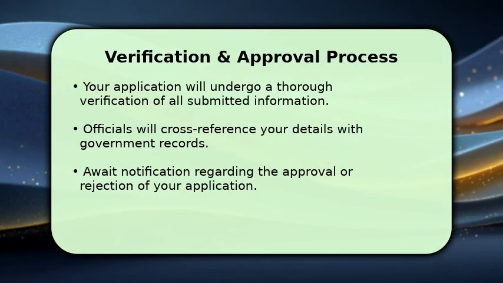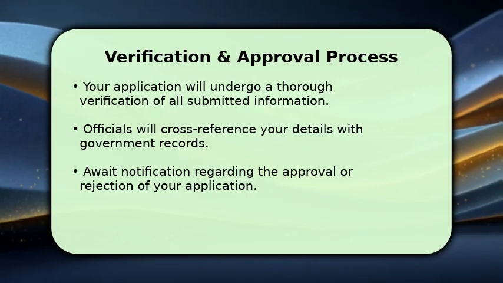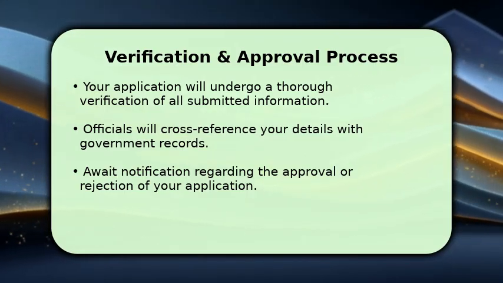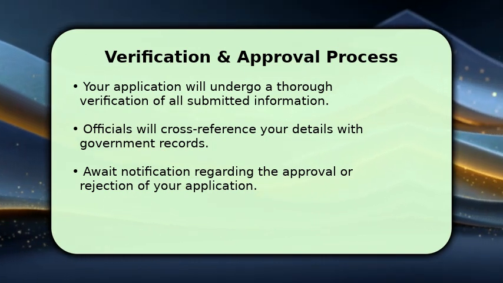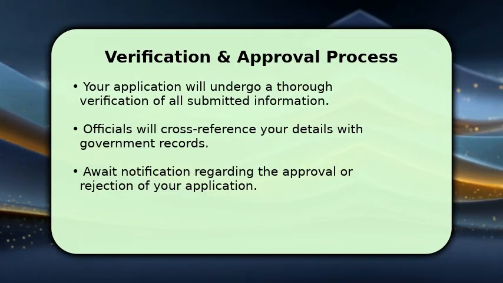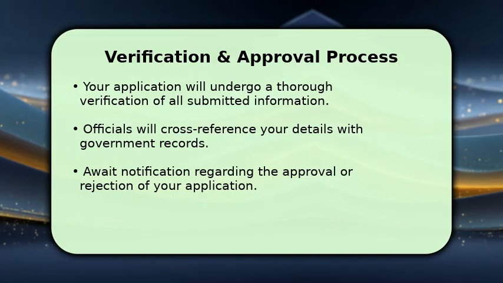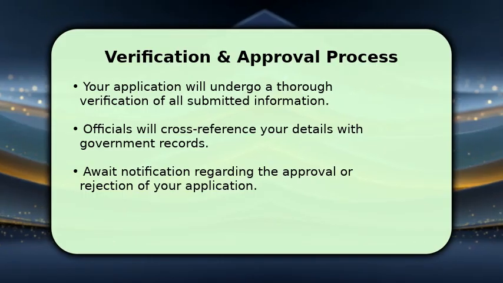After submission, your application enters the verification phase. Government officials will meticulously review all the information and documents you provided. They will cross-reference your details with existing government records to ensure accuracy and authenticity. You will then need to patiently await official notification regarding the approval or rejection of your application. This process can take several weeks.